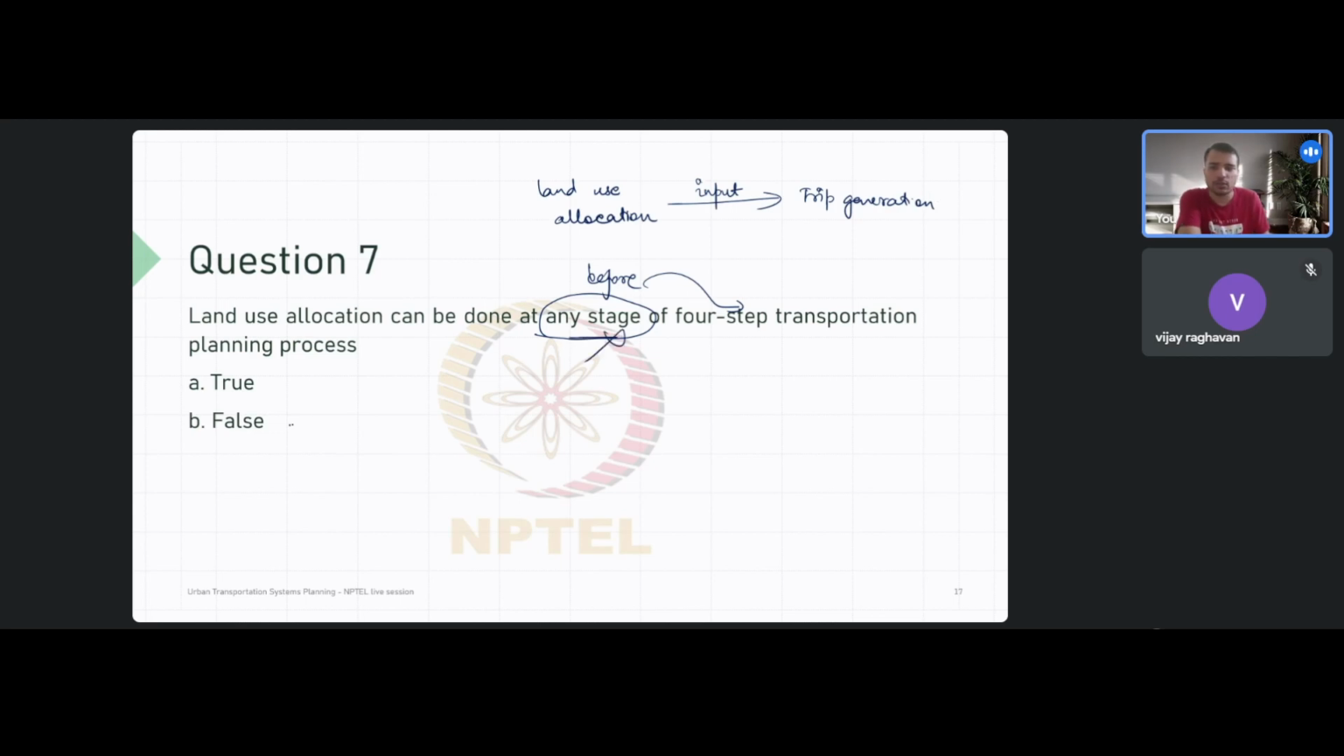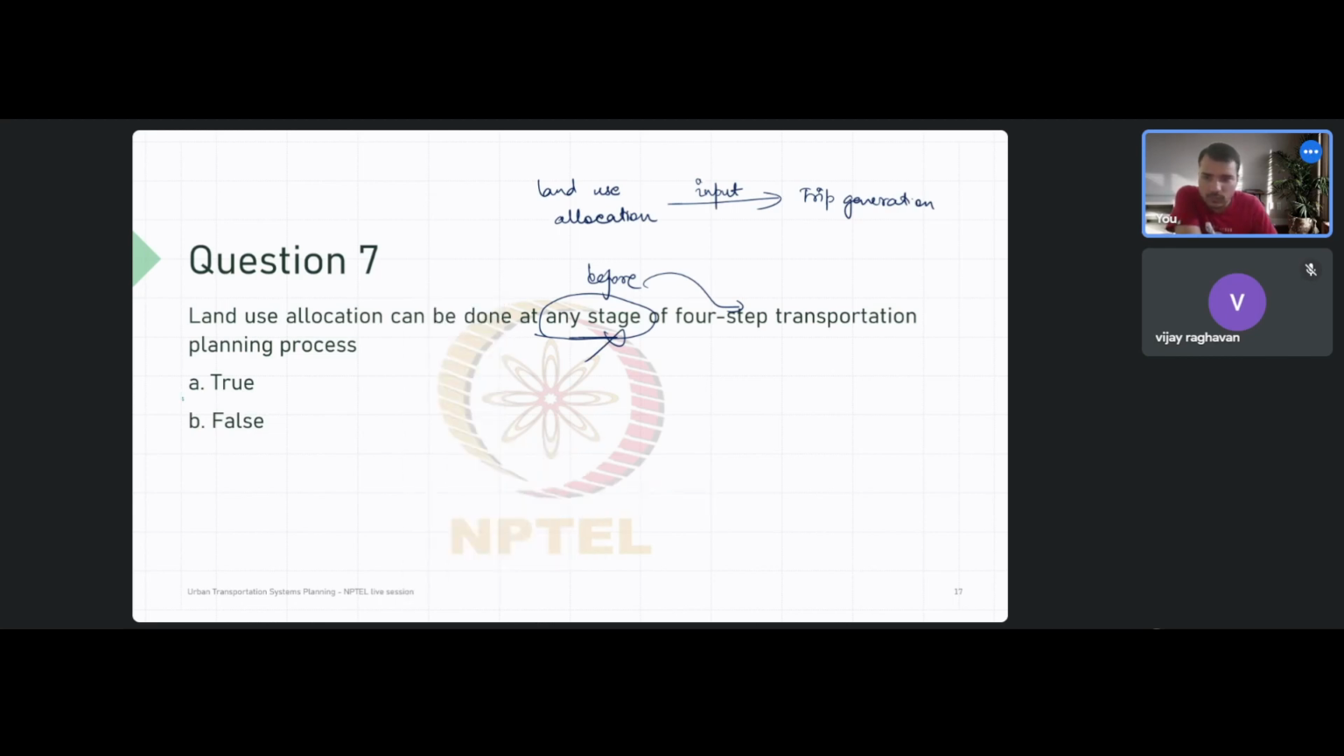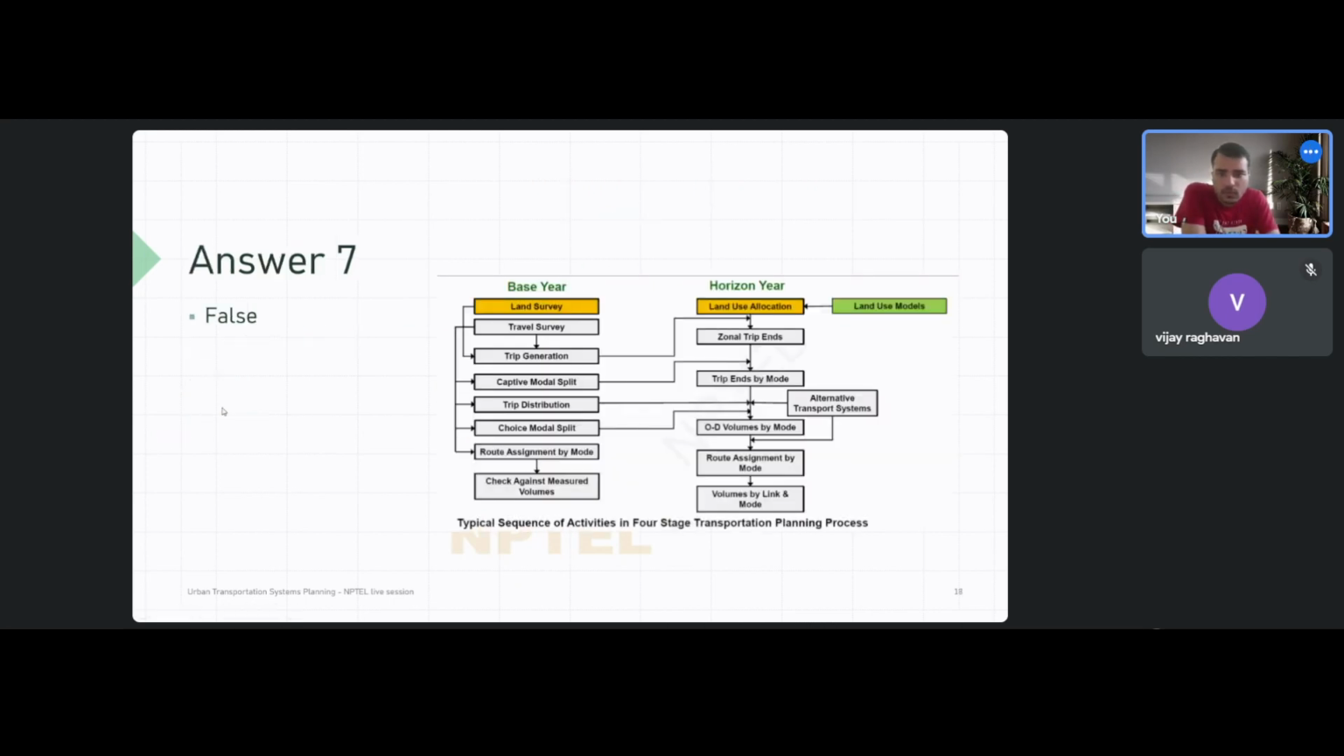We can cut this out. So it is false. So false is correct here. So the answer is false. So we can see here, first we did the land survey and the input from land survey goes into trip generation. Then only we can find the trip rates. Once we have the trip generation, then we can project the land use in the horizon. This was question 7.